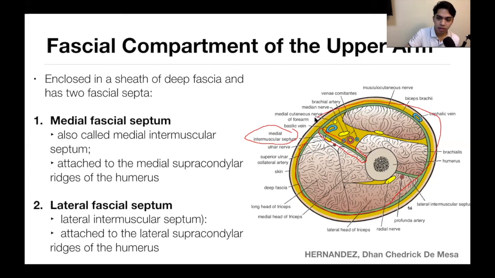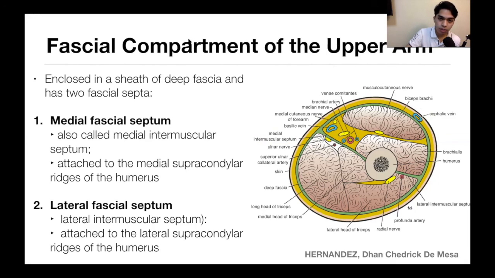The medial fascial septum is attached to the medial supracondylar ridges of the humerus, whereas the lateral fascial septum is here. It's also called the lateral intermuscular septum. The portion right here is attached to the lateral supracondylar ridges of the humerus. Now, in this illustration, we could see where the fascial compartments are.